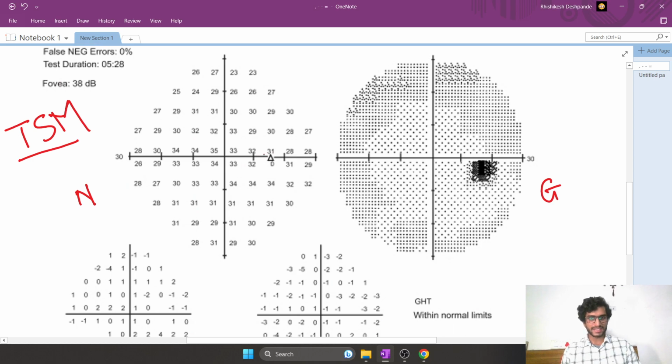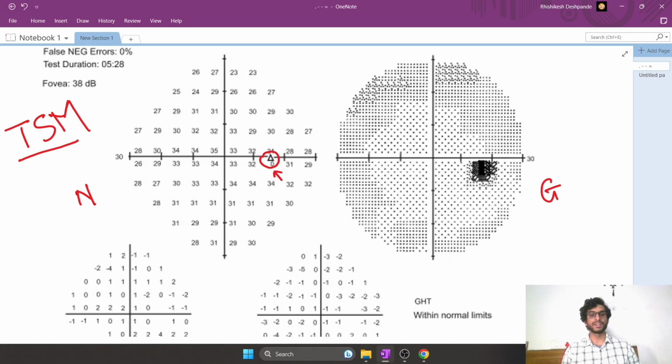Let us start with the easiest part, this triangle. The triangle represents the blind spot, and the blind spot represents the optic nerve head where there are no photoreceptors. So when it says 0, it means it is a point where no matter how bright you make the stimulus, no response is elicited. And that is actually a marker for accurate fixation by the patient.